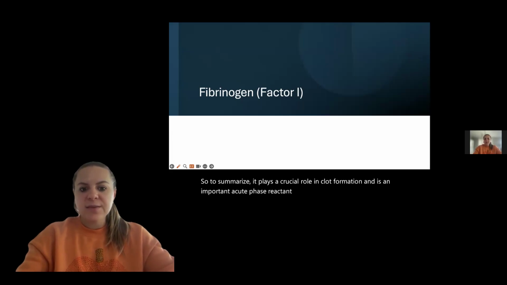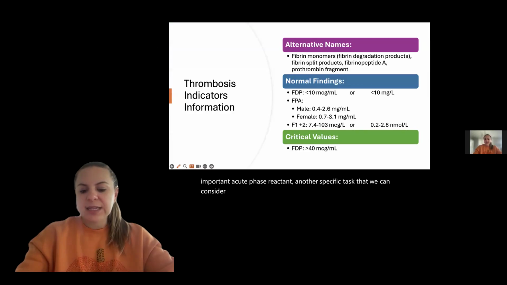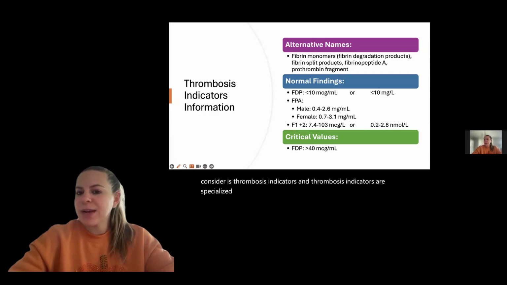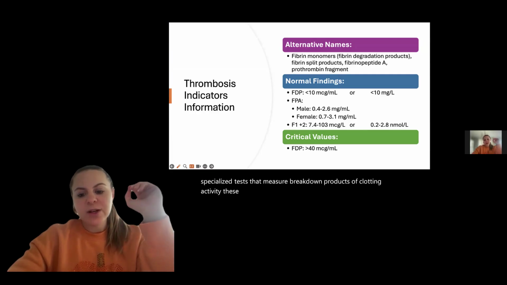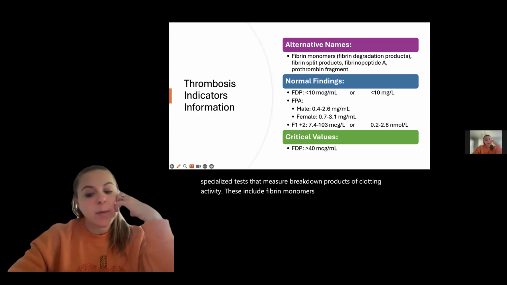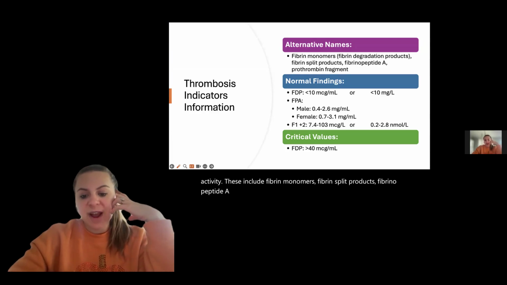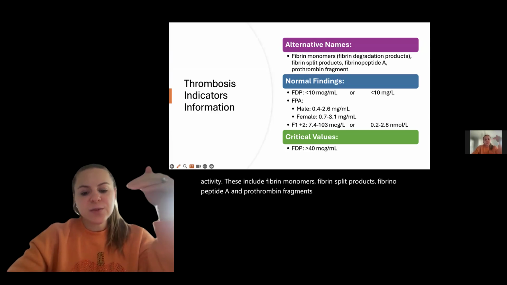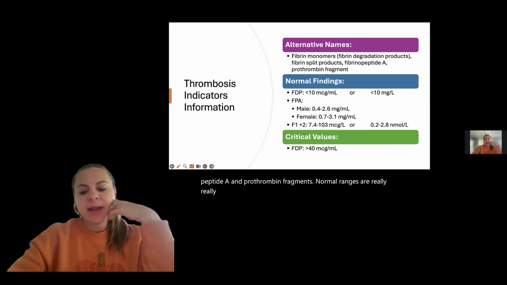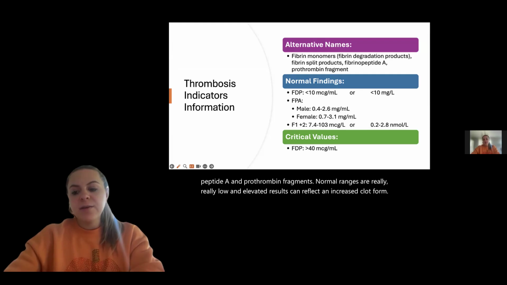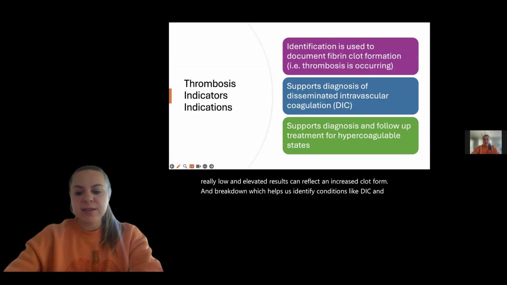Another specific test that we can consider is thrombosis indicators. Thrombosis indicators are specialized tests that measure breakdown products of clotting activity. These include fibrin monomers, fibrin split products, fibrinopeptide A, and prothrombin fragments. Normal ranges are really, really low, and elevated results can reflect increased clot formation and breakdown, which helps us identify conditions like DIC and hypercoagulable states.